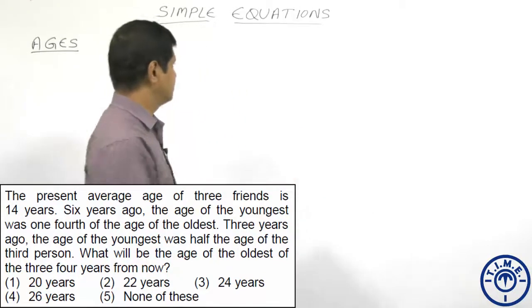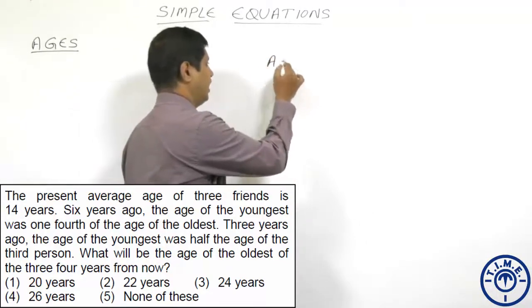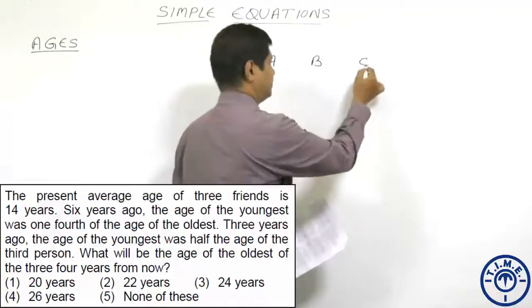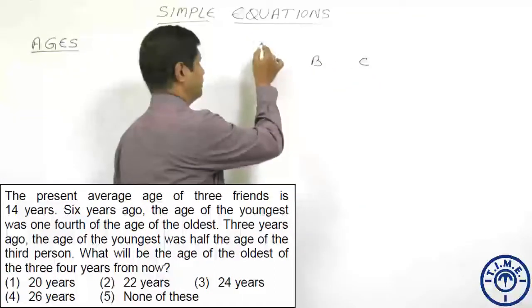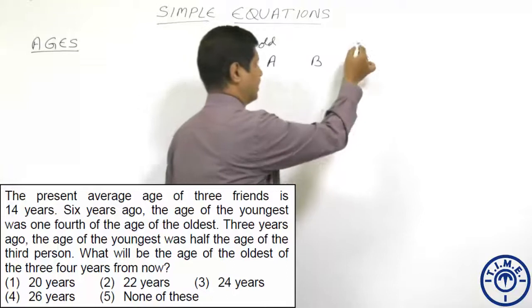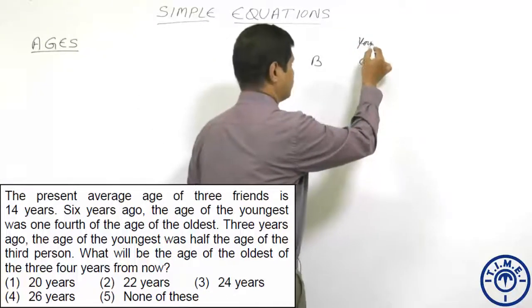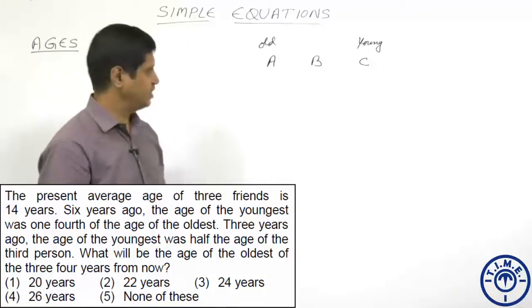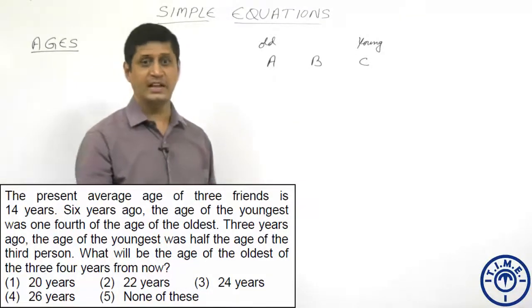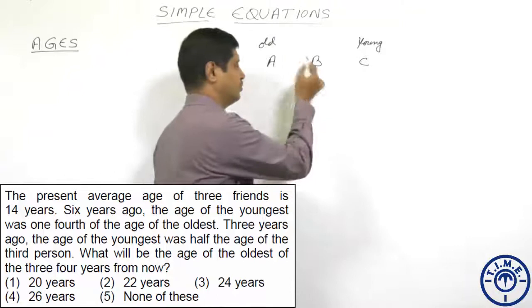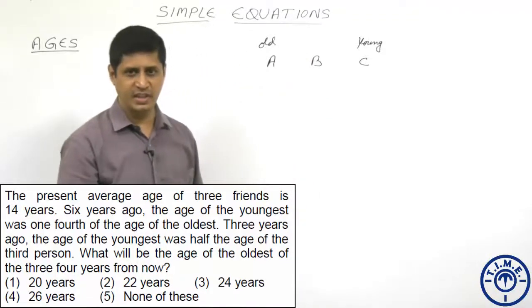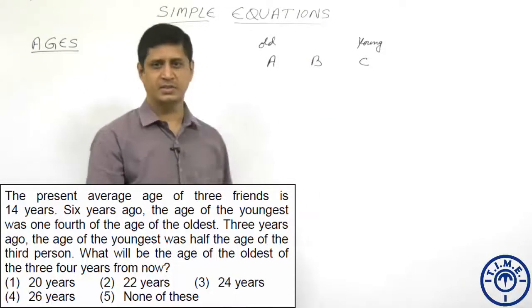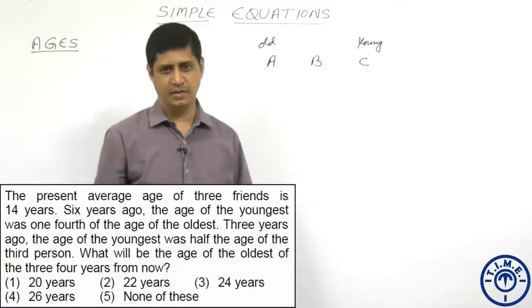3 persons means I am taking A, B and C. A is the oldest and the youngest, the young person, is C. The third person, the other person, is B. So, oldest A, youngest C, the other person, that is the third person, is B.